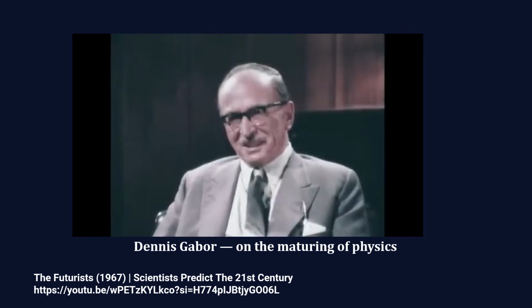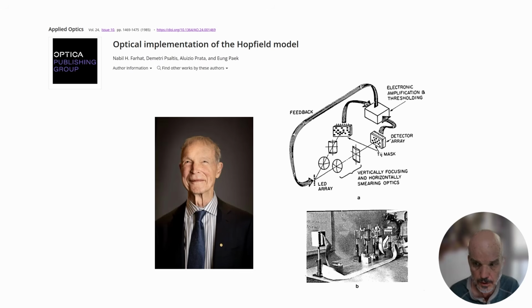Into psychology. So despite Gabor's warning that the physical research was at an end, John Hopfield continued to conduct physical research, although in his case it was at the intersection of physics and brain function. And in 1982, Hopfield proposed this Hopfield model for associative memories. Shortly thereafter, Demetri Psaltis and Nabil Farhat built a Hopfield model in an optical system, as is shown here.